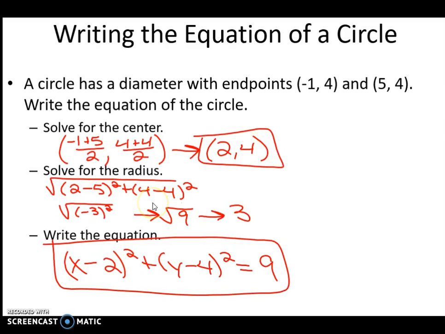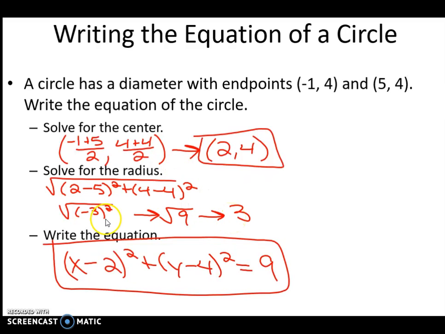Then you're going to solve for the radius. Once you have the center, you're going to pick a point. I just use (5, 4), just one of them, since these are the same on the circle. So I'm going to do the center's 2 minus 5 squared plus 4 minus 4 squared, and then add these up, and then I'm going to take the square root of that. And that's going to give me the radius.